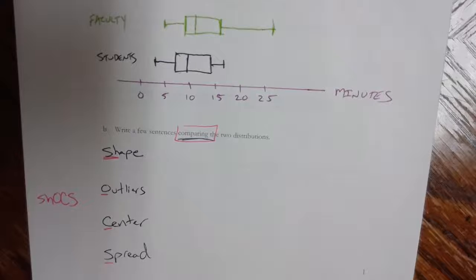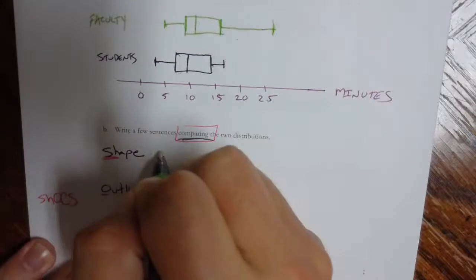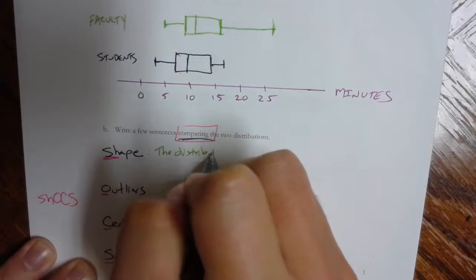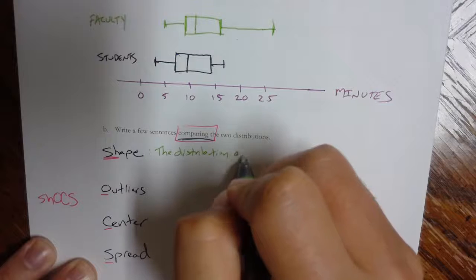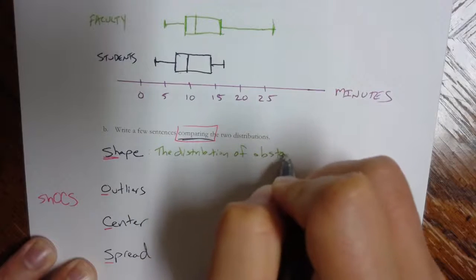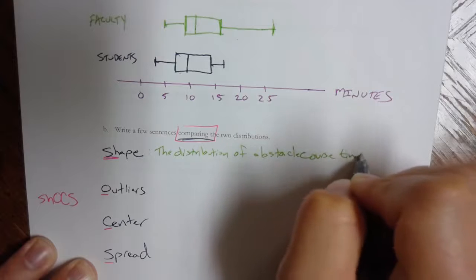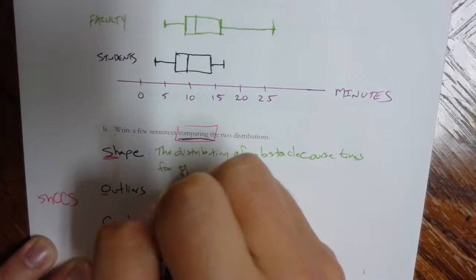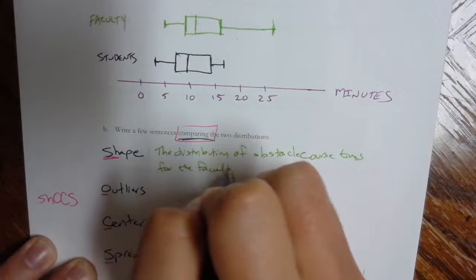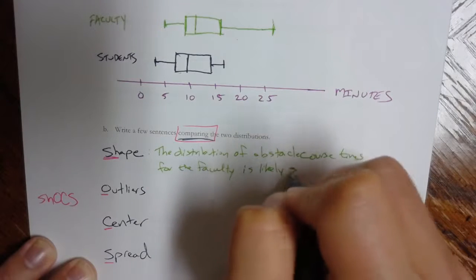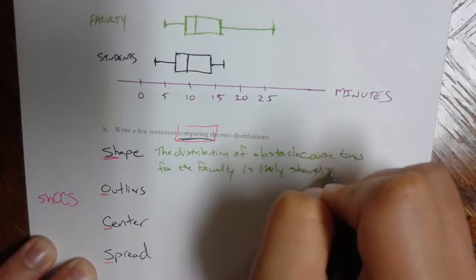All right, so I'm going to use green for faculty. So the distribution of obstacle course times for the faculty is likely skewed right.